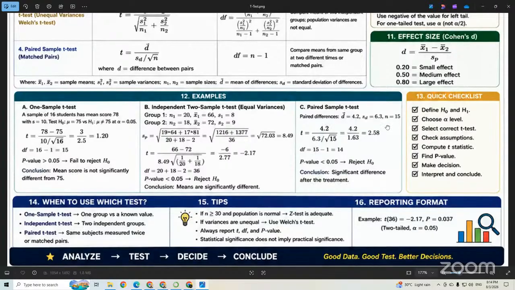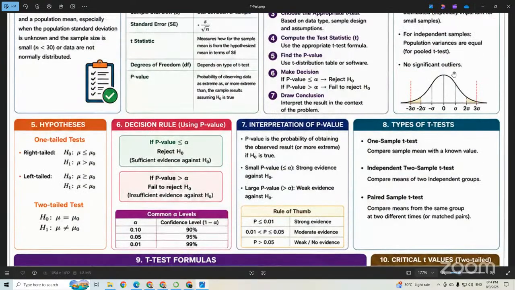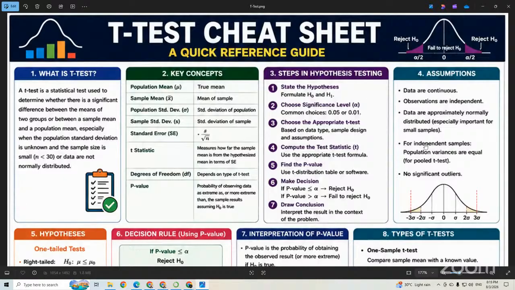Okay, now we check one example. Just 1 minute.